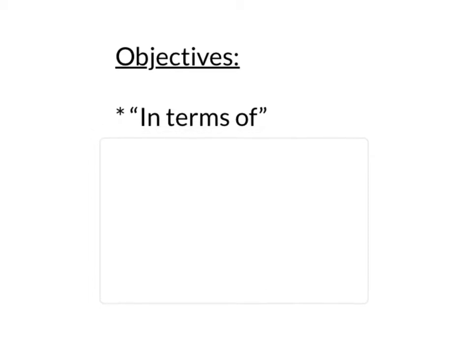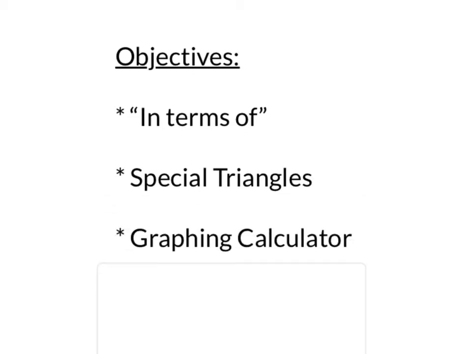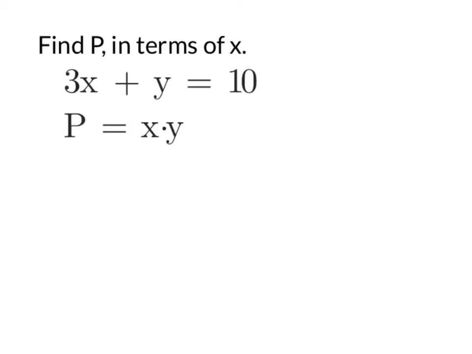All right, this is the first of a lot of videos you're going to watch this year. Here, there's going to be three things that I really want to cover. First of all is the phrase "in terms of." And we're going to take a look at what it means to write a function in terms of a certain variable. We're also going to take a look at the special triangles, the 45, 45, 90, and the 30, 60, 90 triangle. And I want to talk about our graphing calculator and how that relates to AP Calculus.